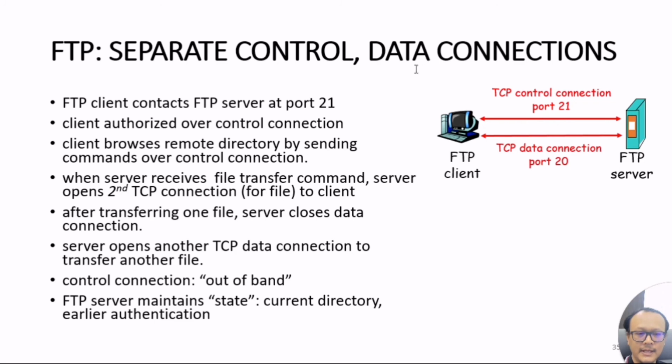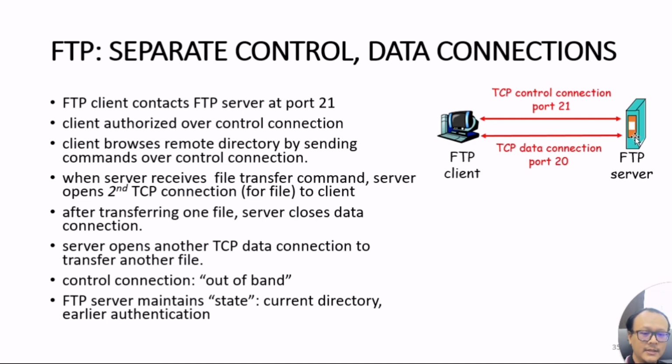For example, a client wants to download a file from the FTP server, for example the Google Drive server. First, the client browses the remote directory by sending commands over the control connection using port 21. So first a connection is established between client and server, and then when the server receives the file transfer command, the server opens a second TCP connection for file transfer to the client. It establishes the second connection using port 20 for the data connection.